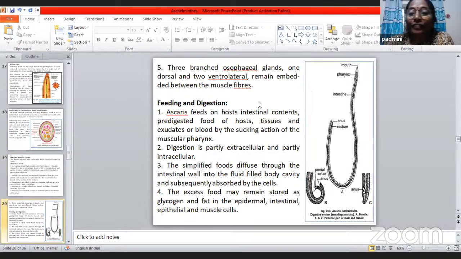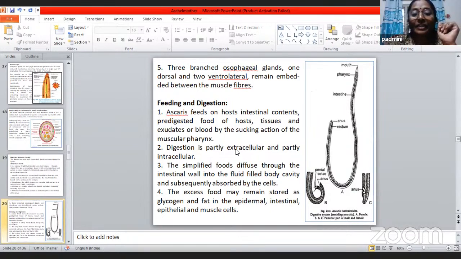Three-branched esophageal glands that are present in the esophagus, one dorsal and two ventrolateral, remain embedded in the muscle fibers. Why those glands? Because they have to secrete those juices inside. Feeding and digestion: how they take in the food and how the feeding occurs in Ascaris. They feed on host intestinal content, pre-digested food of the host, tissues and exudates or blood, by sucking the food because of the muscular pharynx. They're able to suck the host's digested food.